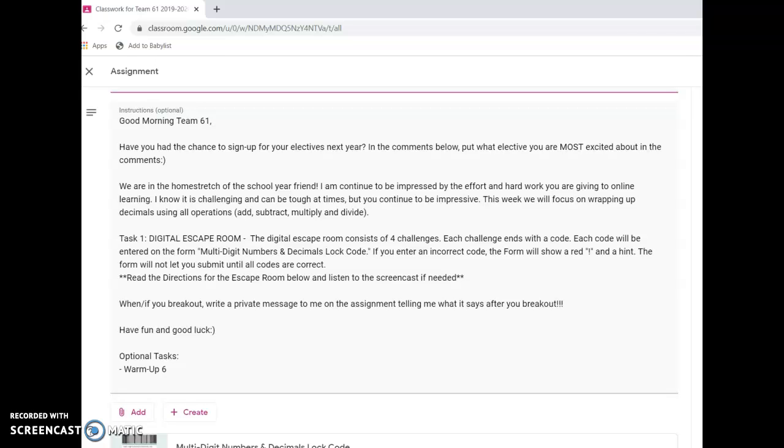For this week's assignment, we will be doing a digital escape room to help us wrap up our decimal ops with adding, subtracting, multiplying, and dividing.